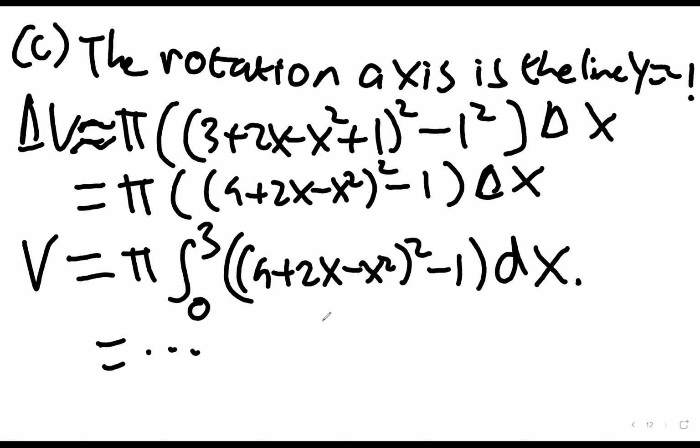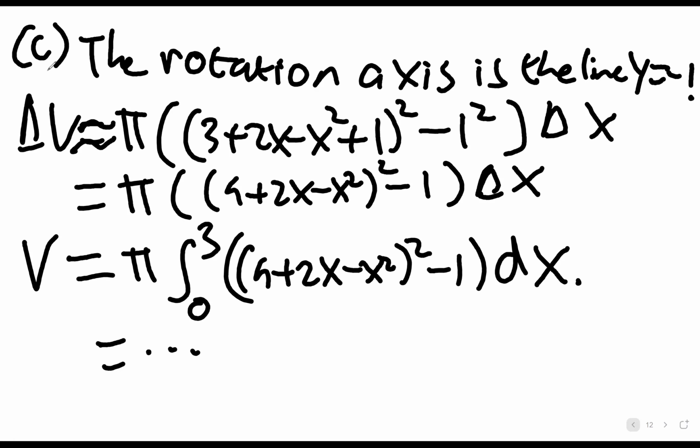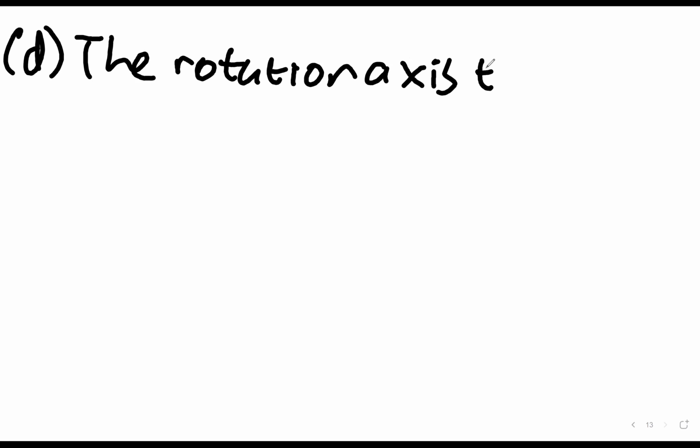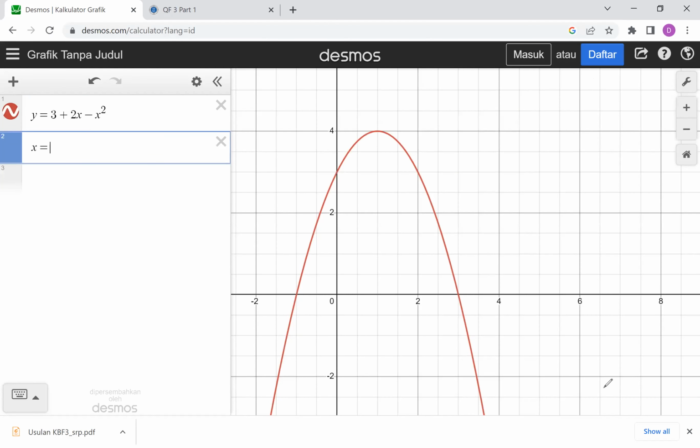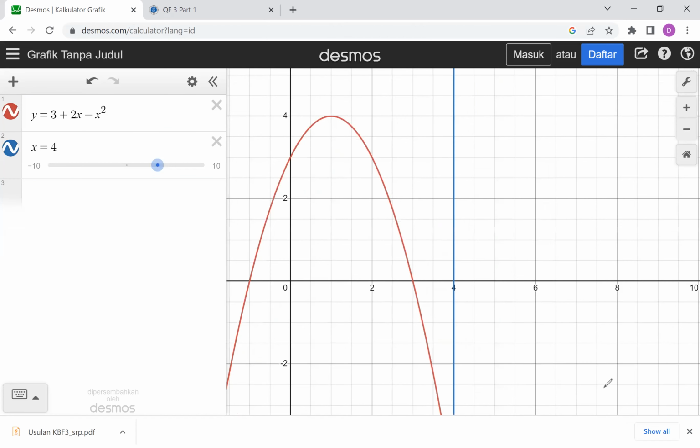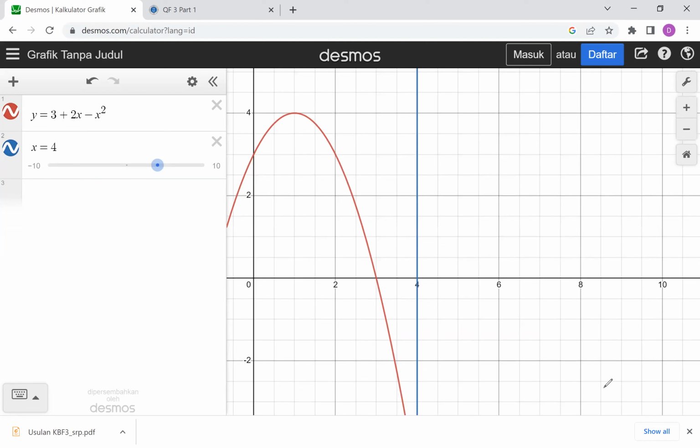Okay, let us continue. Part D here. What is the rotation axis? The rotation axis is the line x equals 4. So now let us take a look at the picture. Okay, so this is the rotation axis.